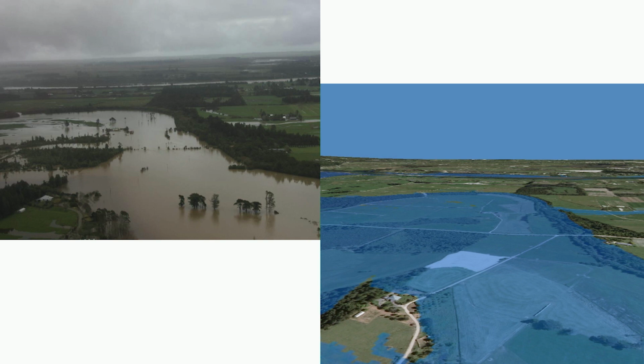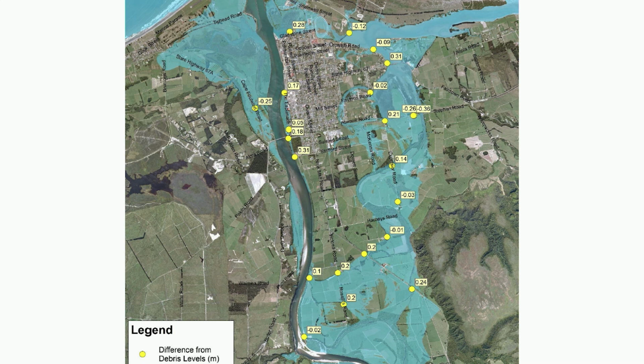So this image is simply showing a comparison of the debris level measurements with the maximum water levels which are predicted in the model. And so we use this for calibration purposes, and all this shows is that the model is giving a reasonable representation of the flood depths in comparison to actual measured data. So it's about plus or minus 20 centimetres.